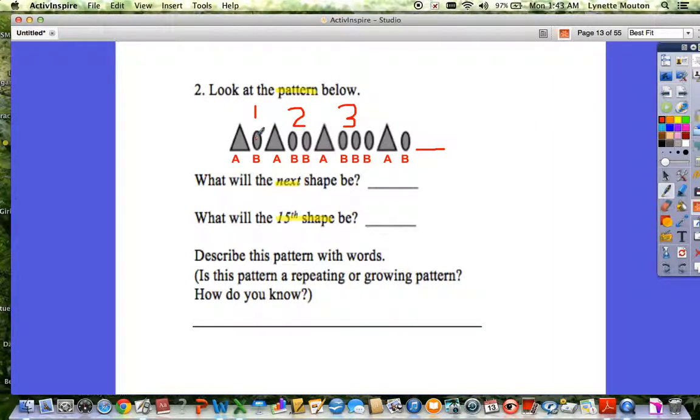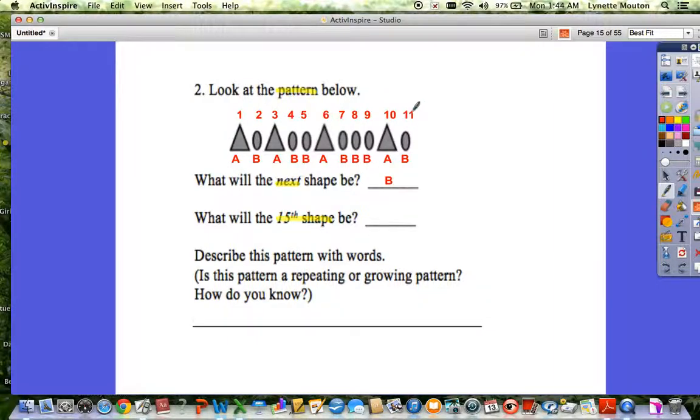So this time there's one B. Next time there's two of them. Then three. And you can also say this in words: triangle, oval, triangle, oval, oval, triangle, oval, oval, oval. So it would seem that the pattern is what we call a growing pattern, because the number of B's in there are getting larger by one each time. And so the next shape would be a B. They didn't ask about 2 or 3 shapes out, so they don't want to know that yet. They just want the very next shape.